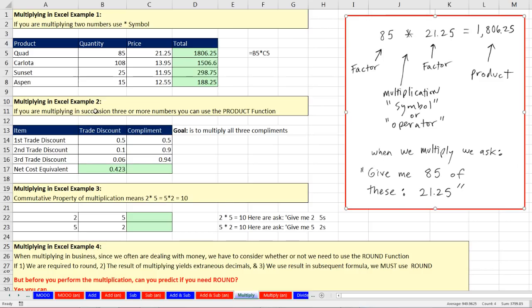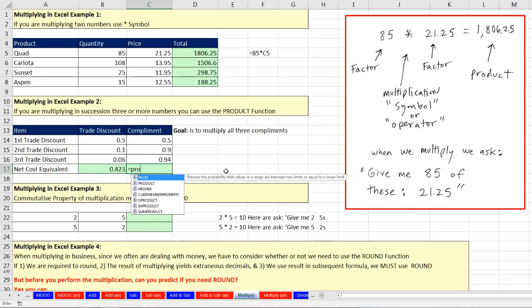So example number 2. Sometimes we want to multiply in succession a set of numbers, 3 or more. If that's the case, we can use something called the product function. Now, we'll see this example later when we do invoicing, where we need to take a trade discount, calculate the complement, but then we need to multiply them, 1, 2, 3.